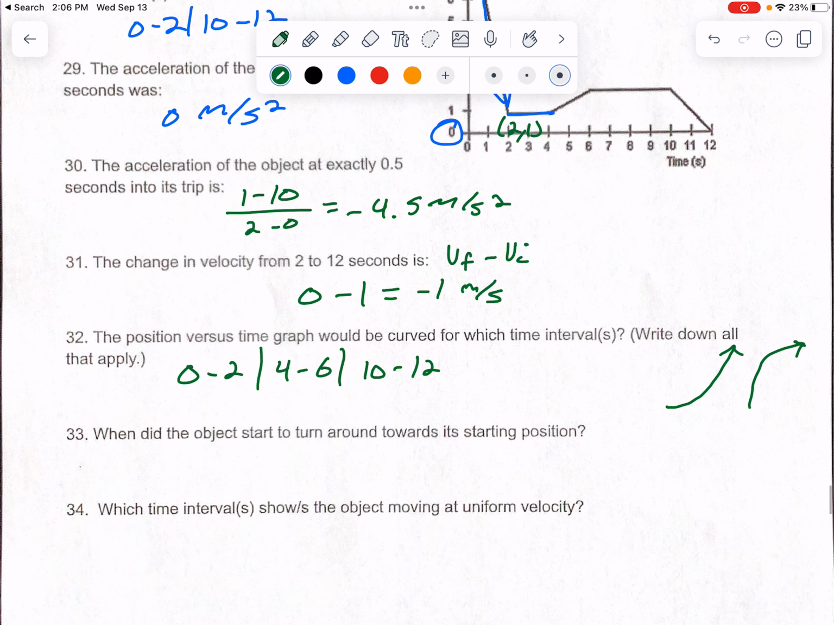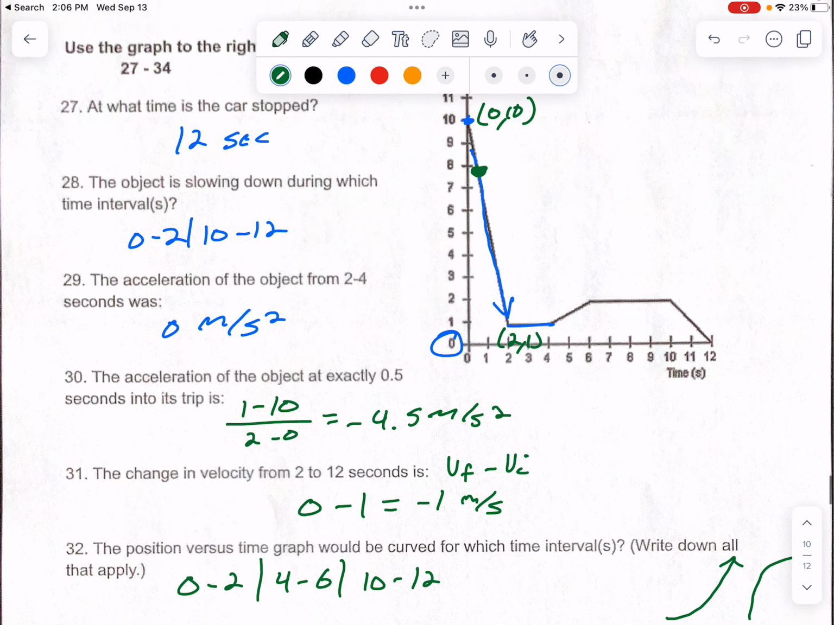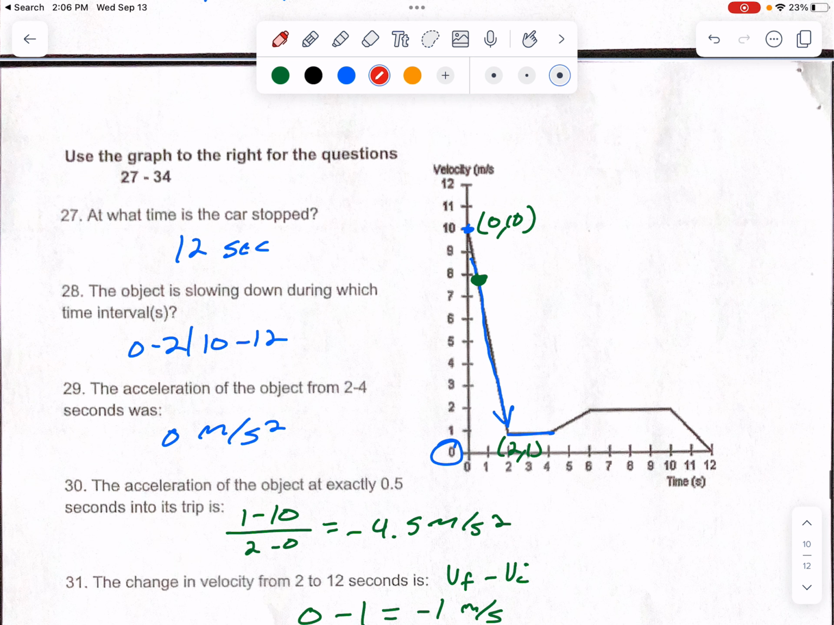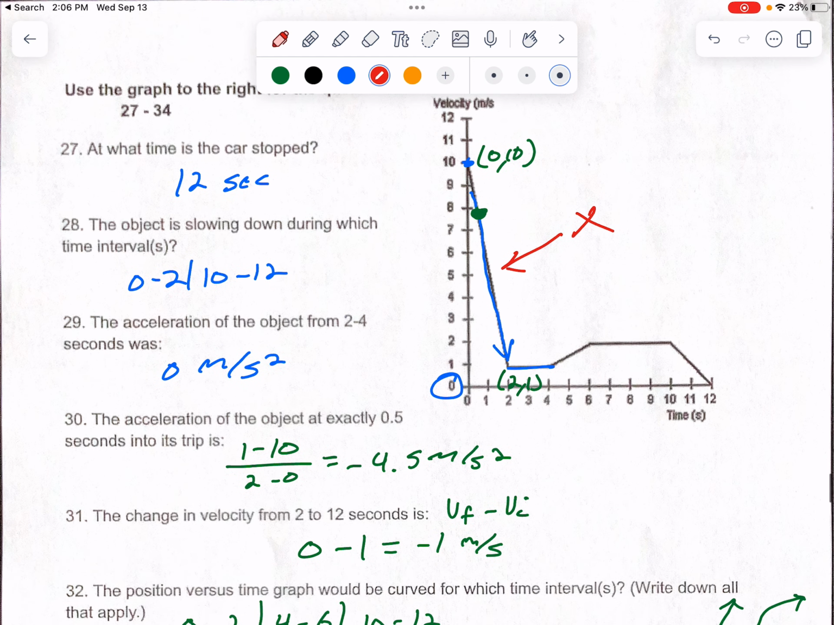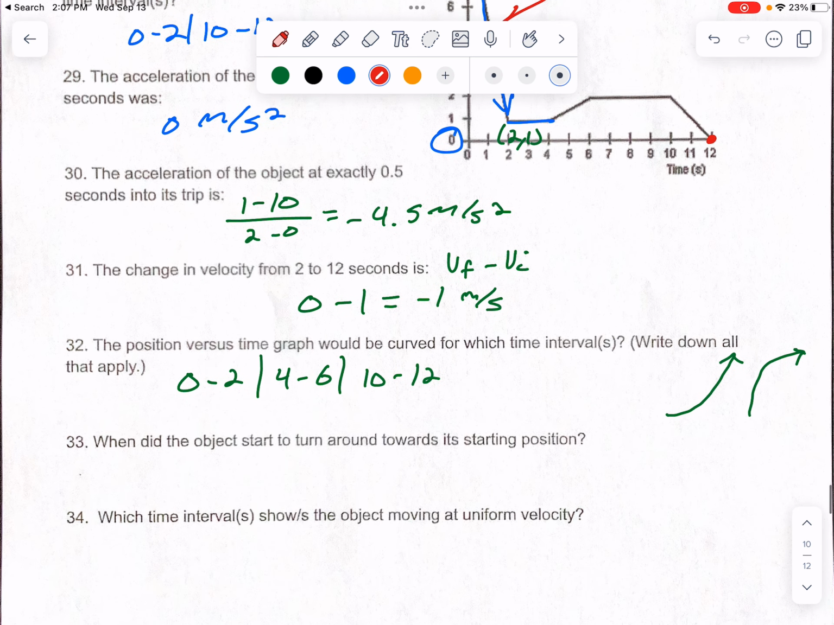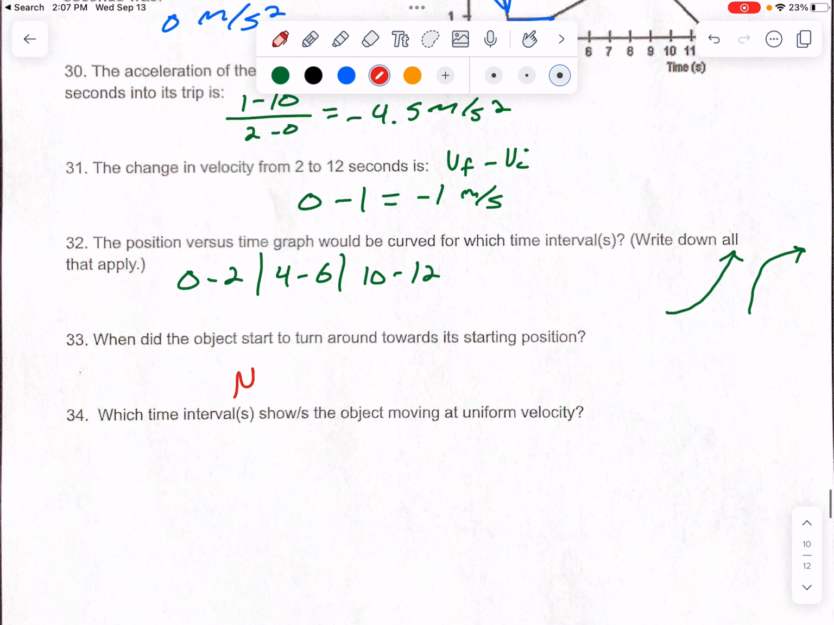33, when did the object start to turn around towards the starting position? Be careful. Okay, I'm going to put this in red. This does not mean you turned around. That just means you're slowing down. We have no idea where you're actually at. We're just looking at your velocity. In this case, it never happens, because in order for it to happen, it would have to keep going through the x-axis past 12 seconds. We don't know if it did or not. So that means it never happened since it did not cross the x-axis.